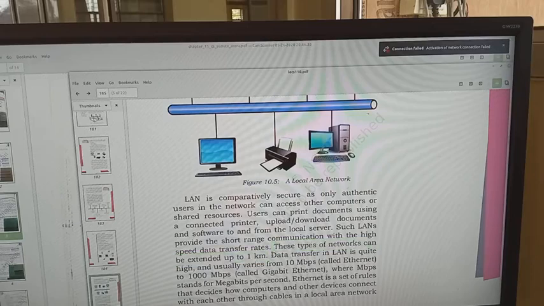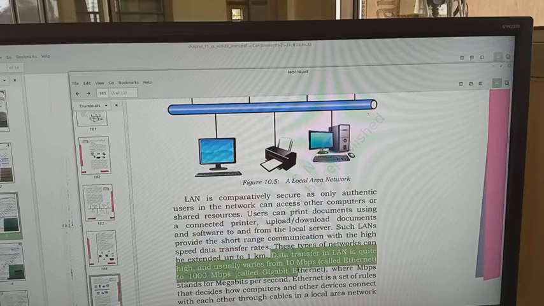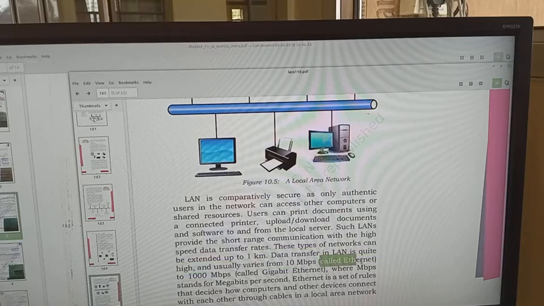And the data transfer also. What is the data transfer rate? The data transfer in LAN is quite high. It usually varies from 10 Mbps. In Ethernet it is 10 Mbps, and it moves up to 1000 Mbps, which is called Gigabit Ethernet. So two names are important. Ethernet means a LAN provides a 10 Mbps data transfer rate. When a LAN provides 1000 Mbps, it is called Gigabit Ethernet.